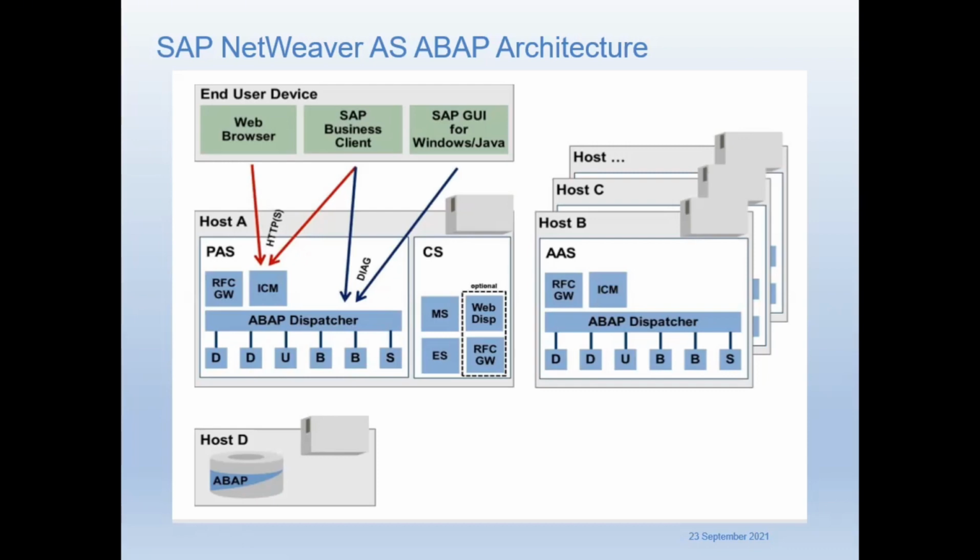From the dispatcher queue, one by one, the requests will be sent to the work processes. Below the dispatcher, you can see D means dialog work process, U means update work process, B means background work process, S means spool work process.